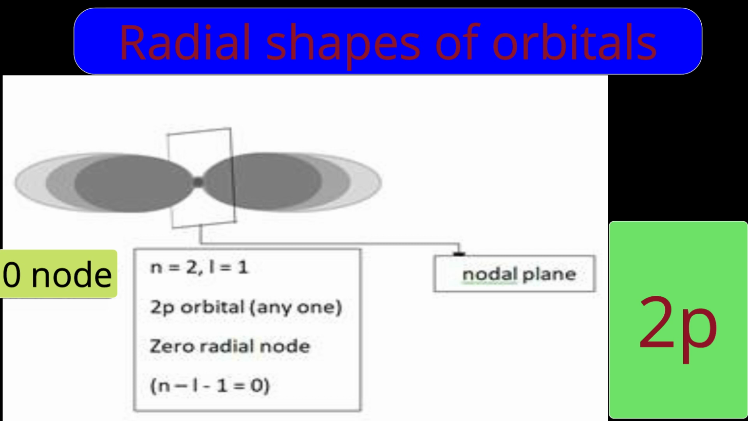Can you find it mathematically? What is the formula to find the node? n minus l minus 1. What is the value of n? 2. Value of l? 1. So 2 minus 1 minus 1 is equal to 0. Yes, mathematically also we are getting no node. But generally you might have understood that when we represent a p orbital, there remains a node. That's a nodal plane. I am talking about the radial node. Don't get confused between that nodal plane and our radial node concept. Let us focus on our radial node concept.